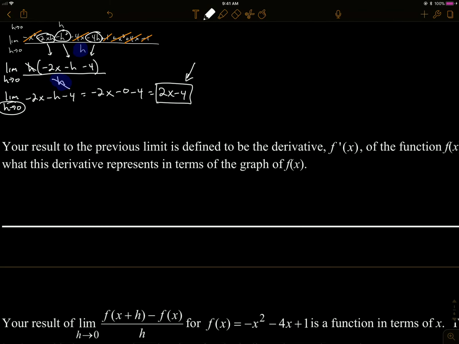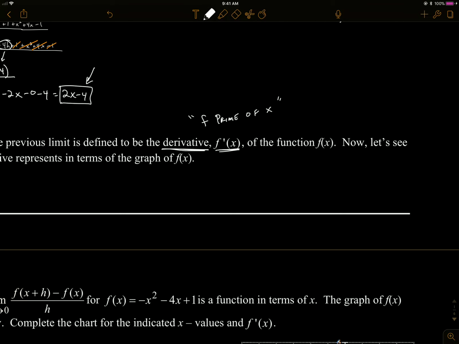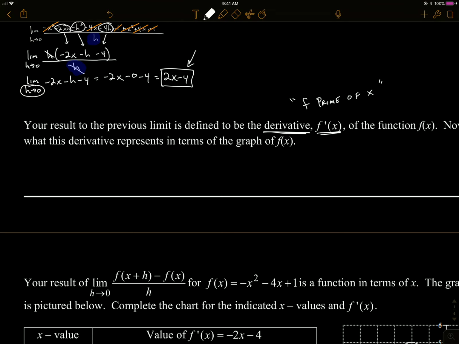All right? So we're going to call this thing the derivative, this function that we get, okay? And we use f prime of x as the notation. So it's called f prime of x. That's what we say. It's not a 1. It's like a quotation mark. So that's the derivative f prime of x of the function f. Okay? So now let's see what this represents in terms of the graph of f.